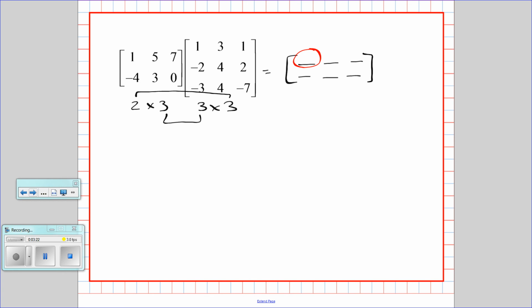All right, hopefully you thought about that. That's going to be found by doing the top row and the left column. So 1 times 1 plus 5 times negative 2 plus 7 times negative 3. 1 minus 10 minus 21, which I think is negative 30.